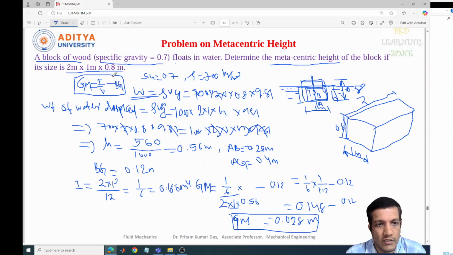Okay. So what is the main thing? We need to remember this meta-centric height formula, and we need to know this weight formula, and the concept that the weight of water displaced equals the weight of the wooden block. Then we can find out the H value, and once we identify the H value, the remaining things we can do easily. So I hope you understood how to solve for the meta-centric height if this data is given.